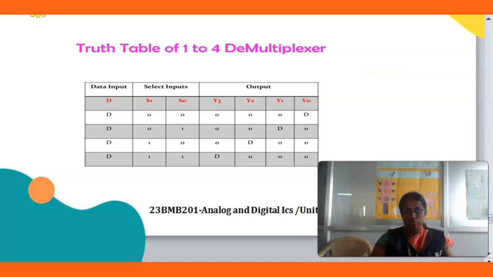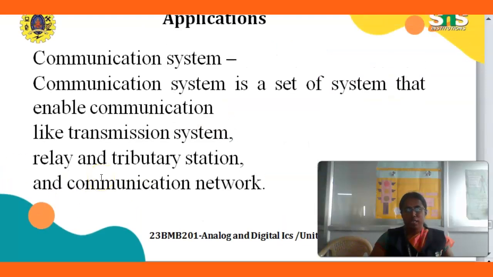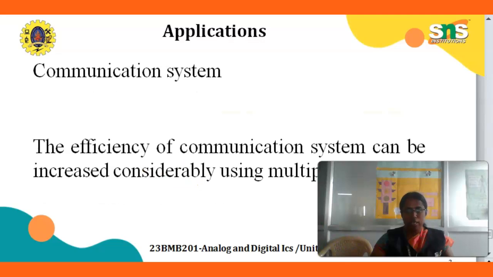This is the 1:4 demultiplexer. Next, the applications of the demultiplexer. A communication system is a set of systems that enable communication, like transmission systems, relays, and tributary networks. In communication networks, the efficiency of the communication system can be increased considerably by using this multiplexer. These are the applications of demultiplexers.